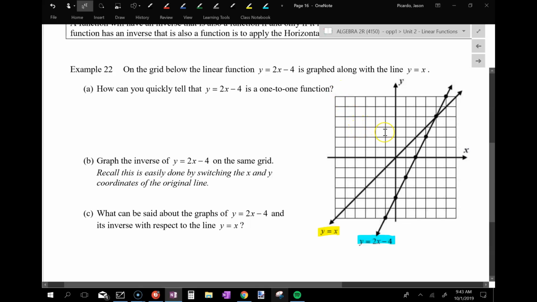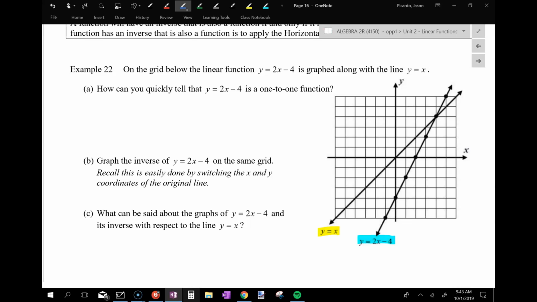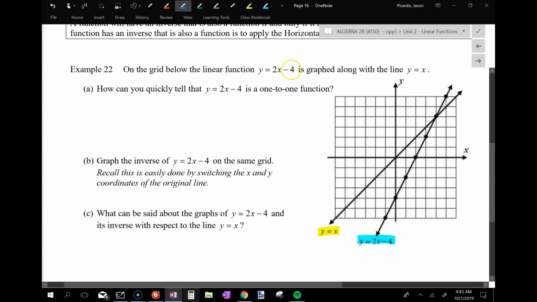Oh, good. I see two hands. I should see everybody's hands. This was from last unit. A function is one-to-one when it passes both the horizontal line test and the vertical line test. Got it.